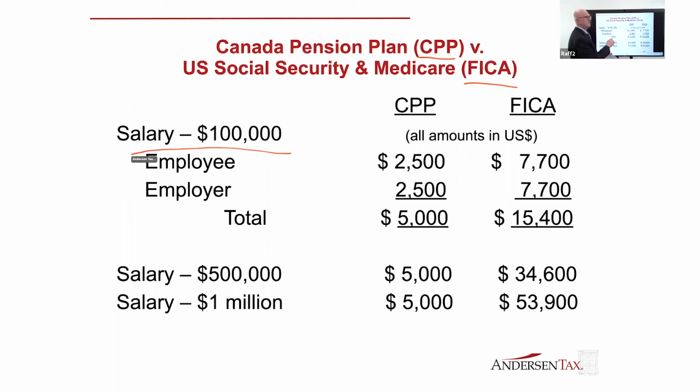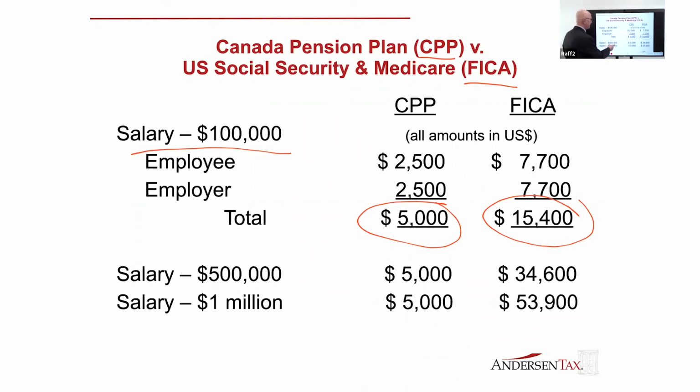And what you can see here, if someone's making $100,000, I put it all in U.S. dollars for simplicity, the employee and employer in Canada would pay about $5,000. That same person and same employer, if they're in the U.S., would be paying about $15,000. Wow. If you move from Canada to the U.S. and you see your paycheck, you say, ouch, that's a lot of money. The U.S. is really expensive.